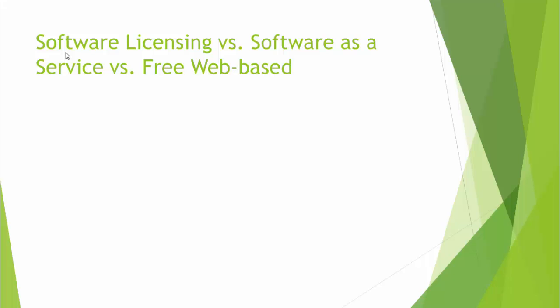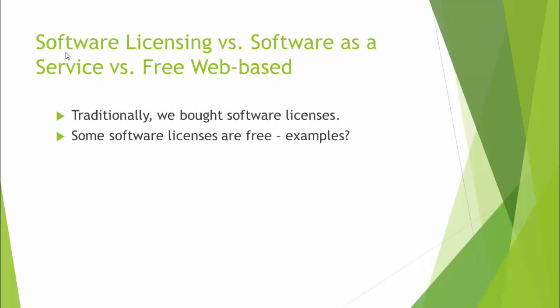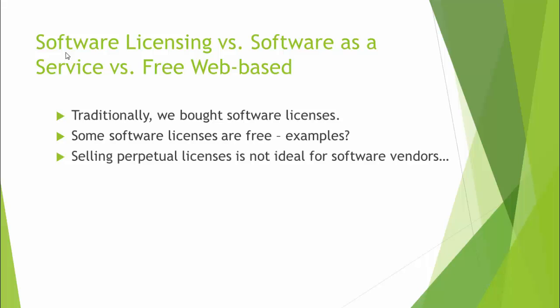Let's talk a little bit about software licensing for a second. We can talk about traditional software licensing versus the way that the internet has changed how software works. Traditionally, we bought a disk. We installed it on our computer and we ran that software whenever we wanted. So we owned a license and that was great. Some software licenses were and are free, and you may be able to think of some examples of this. When this occurs, the software vendor has to find another way to stay in business, of course.